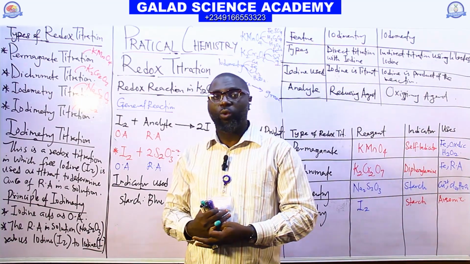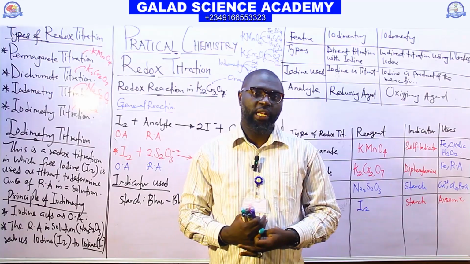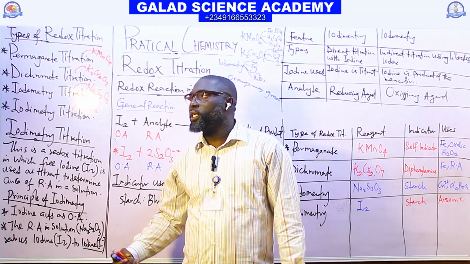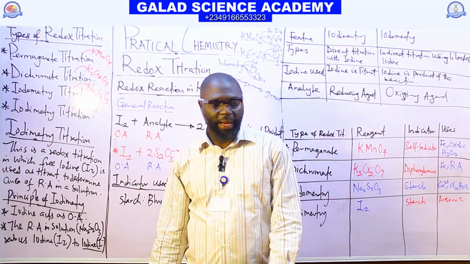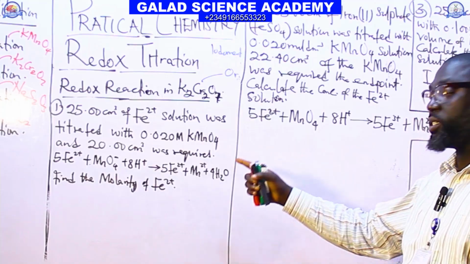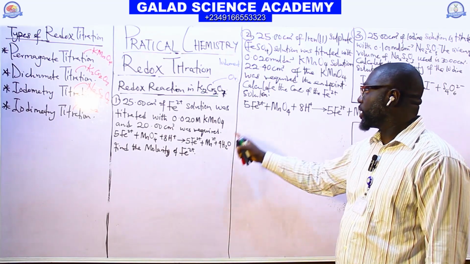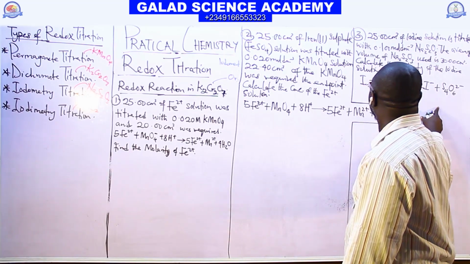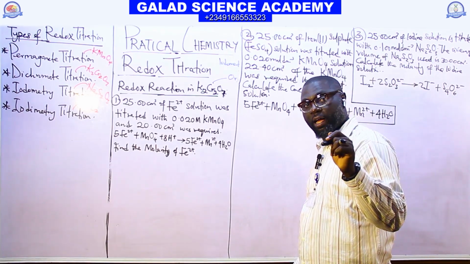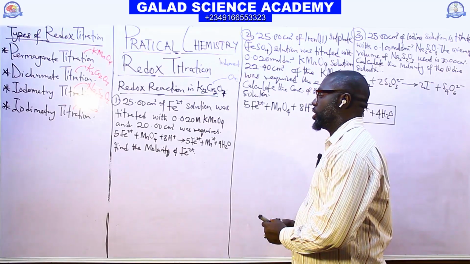The next aspect there is just calculation. Let me solve two or more calculations there. Then I will move to the precipitate titration in my next class. Let us look at these three calculations under redox titration. I will solve 1 and 2. Help me to solve the last one and tell me the answer in the comment section.